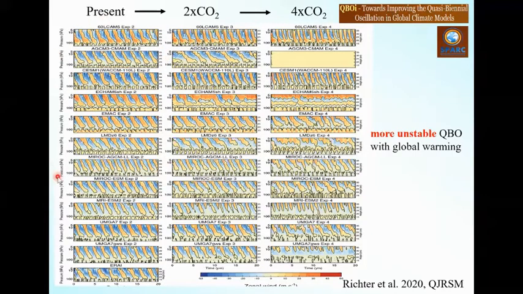So you can see in the present climate, all QBOi models simulate the QBO reasonably well. But in the double CO2 simulations, as I said, the amplitude becomes weaker, especially in the lowermost stratosphere. With 4 times CO2, the QBO becomes more and more unstable like this. And sometimes the QBO, this is the UK model, disappears in the extreme global warming climate. This is a very interesting result.